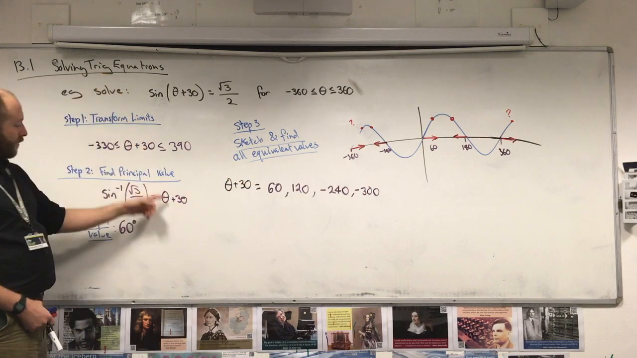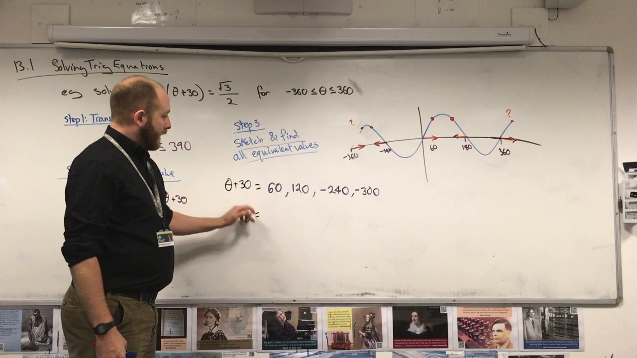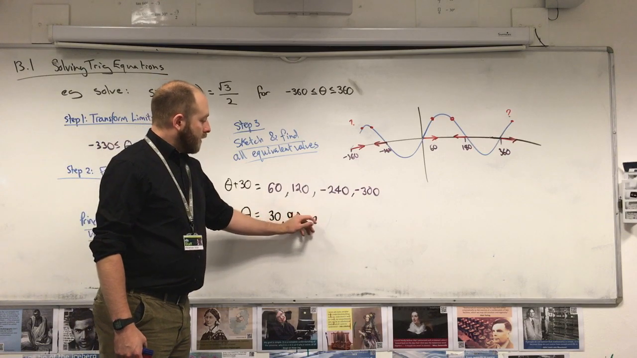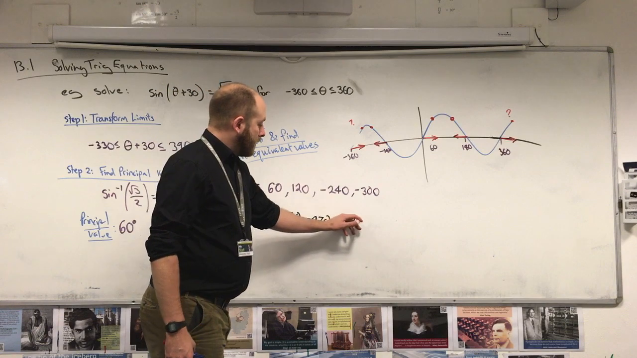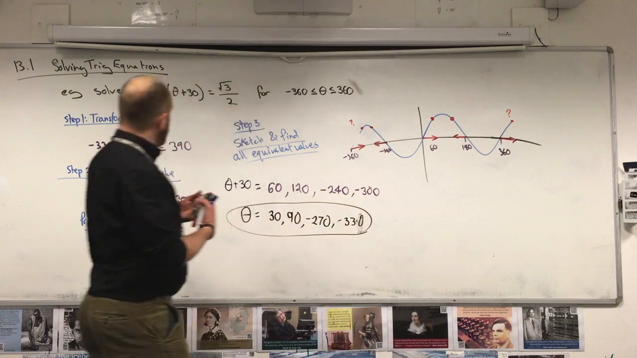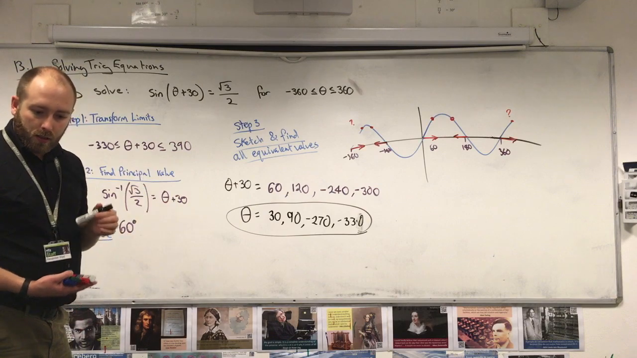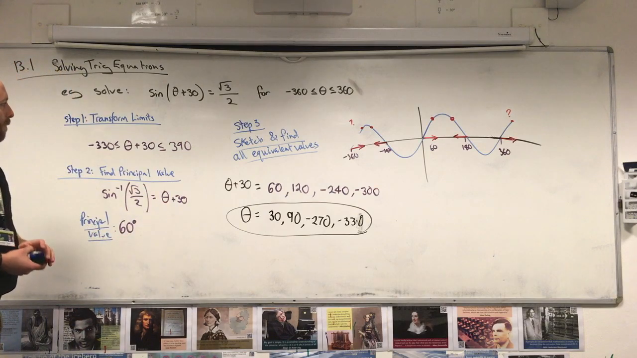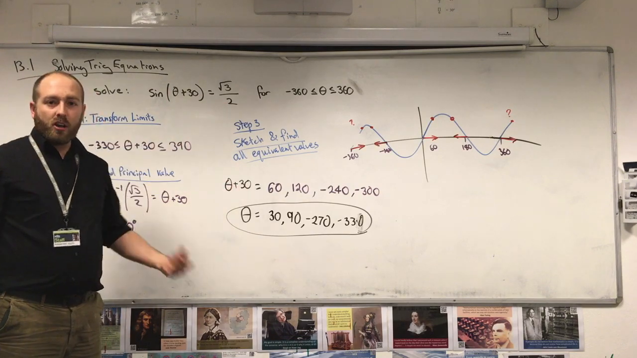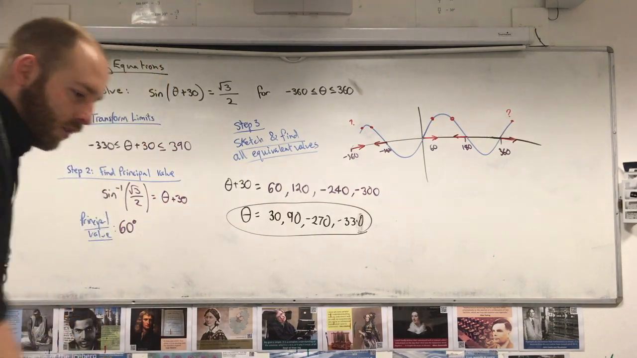Because we never changed anything, we solved it for theta plus 30. So we want to try and find theta, so we need to subtract 30 from each of those. So we're going to get 30, 90, minus 270, and minus 330. We can check those, we can put those back into here, see if it does equal root 3 over 2, and then test that we've done it. Cool, so that's what we're going to be doing this week. Solving some trig, transforming limits, sketching and finding all the equivalent values. It's not hard once you've tried it a few times, but it is a bit new and a bit different. Cool, right, let's try a tan one.